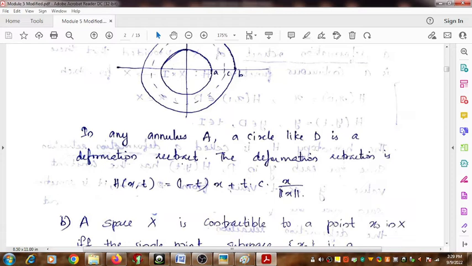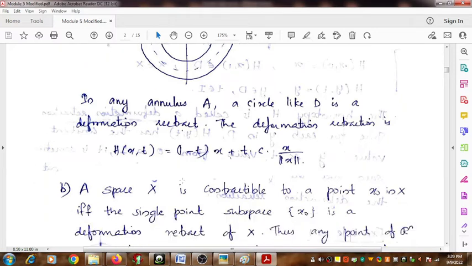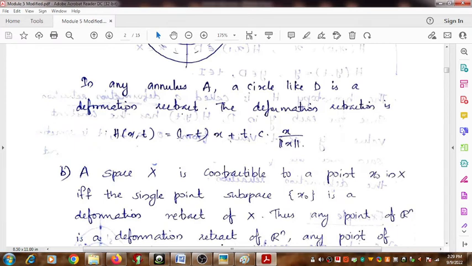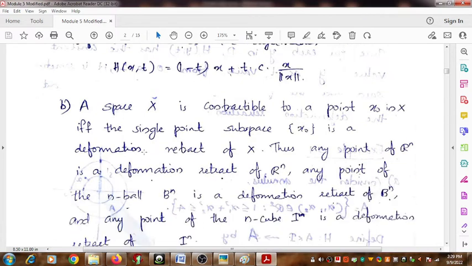To show that it is a deformation retraction, we want the function. That function is given here: h of (x, t) equals (1 minus t) times x plus t times c times x divided by norm of x. So (1 minus t) x plus t c x by norm of x. You can verify the conditions, all three conditions, so it's left as an exercise for this case. Now another example and discussion.